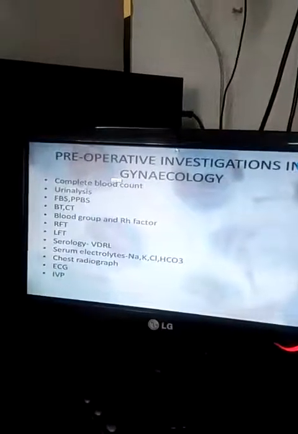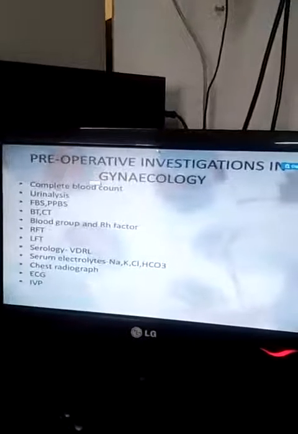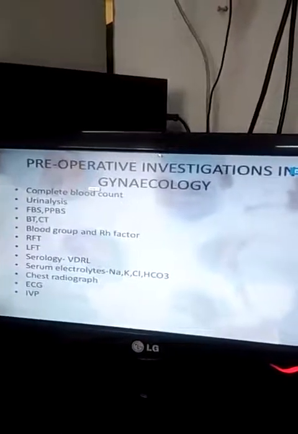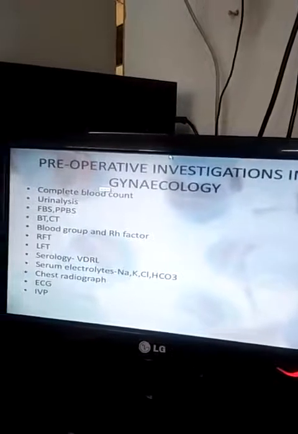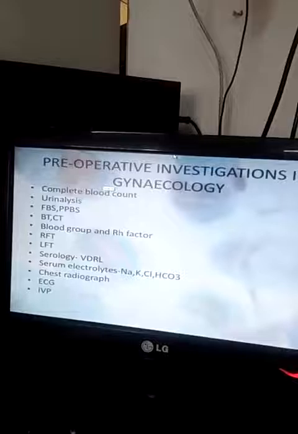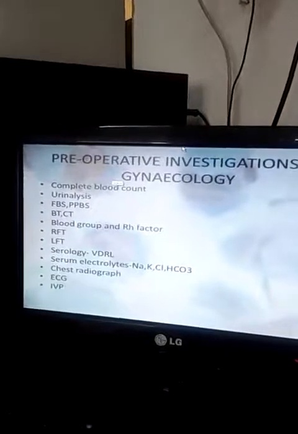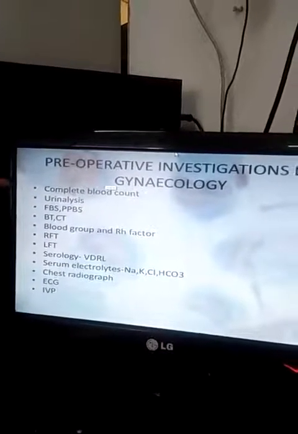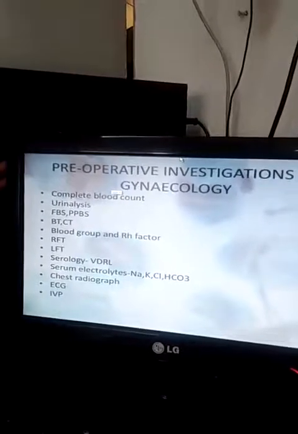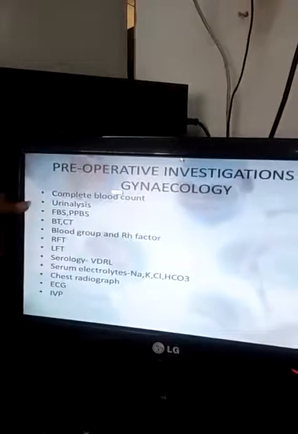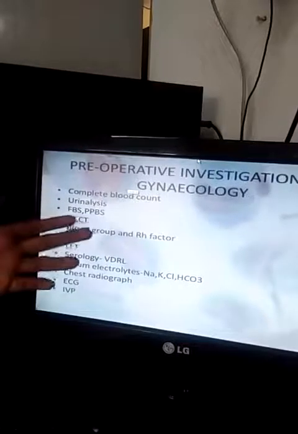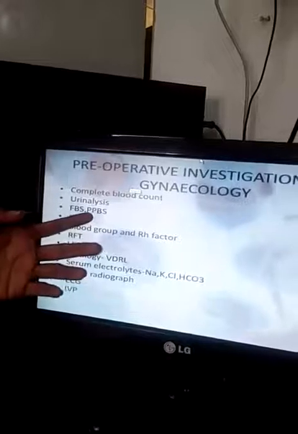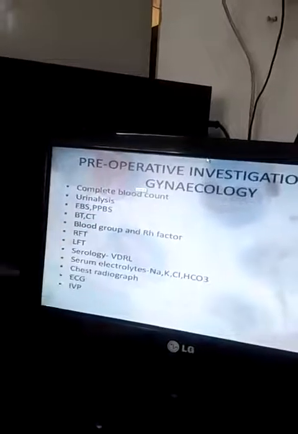Now next we are going to see what the pre-operative investigations in gynecology are that we should commonly do for operative procedures like hysterectomy. So it is a complete blood count, to see the Hb of the patient. Then urine analysis. Then fasting blood sugar and postprandial blood sugar to rule out diabetes, or if it is present, whether the diabetes is under control or not.